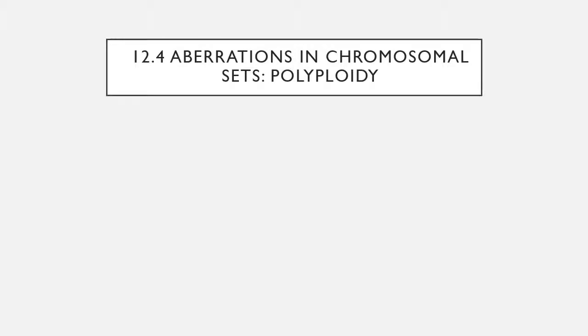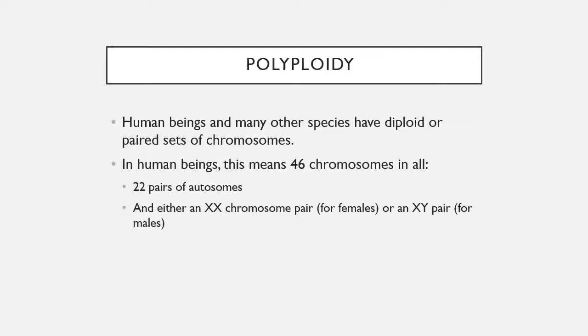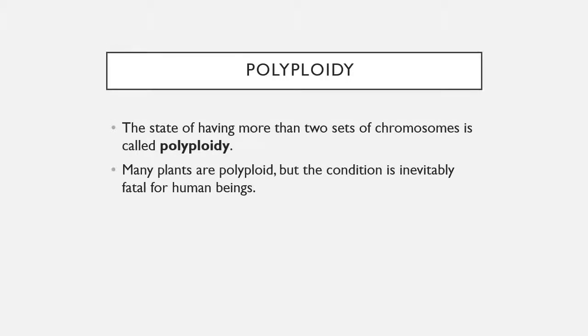Next, we're going to look at something called polyploidy, and this is in section 12. So normally, human beings and many other species are diploid, as we've talked about, with paired sets of chromosomes. So you have one chromosome from mom and one from dad. In human beings, this means that you have 46 chromosomes in all, 22 pairs of autosomes, and then either an XX chromosome pair for females or an XY chromosome pair for males. The state of having more than two sets of chromosomes is called polyploidy.